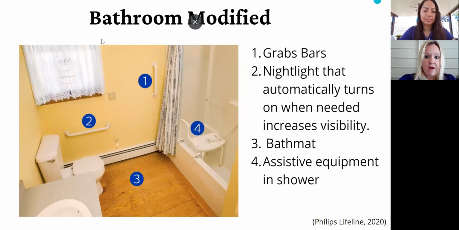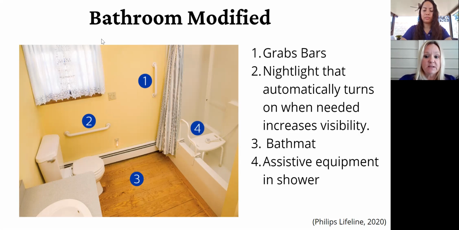To modify the bathroom, first of all, we can install grab bars. We can install the grab bars near the shower, in the shower, as well as near the toilet. This will provide the client the stability that they need to transfer in and out of the bathtub and on and off of the toilet. Another good idea is a nightlight that automatically turns on to increase visibility. If you're using the restroom in the middle of the night, having an automatic light will brighten up your space before you even enter the room so they can see.